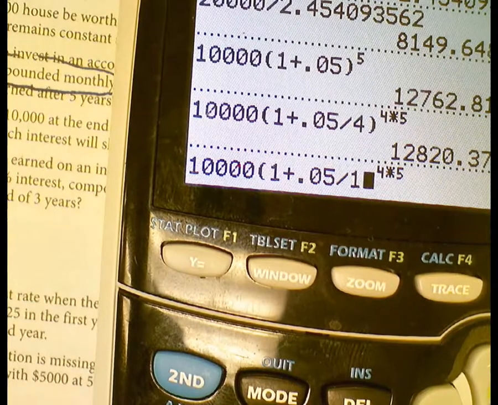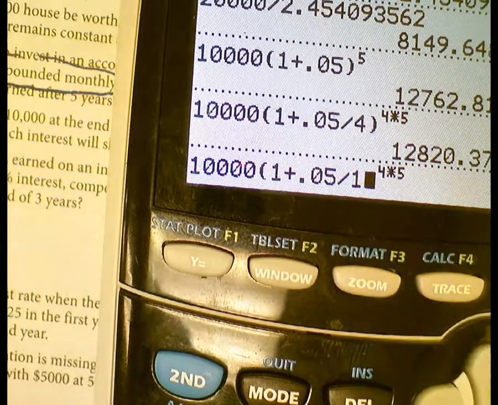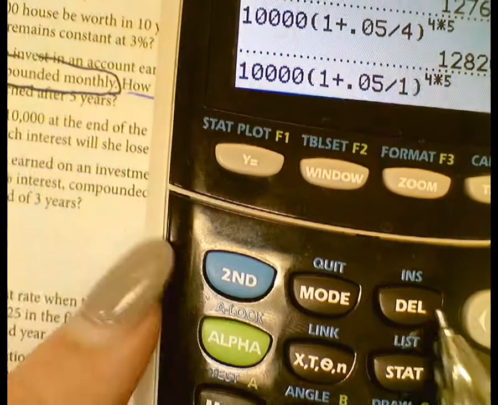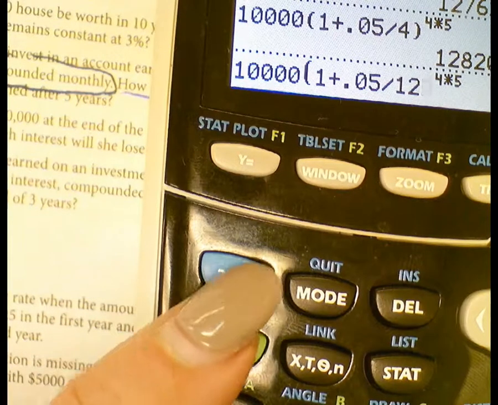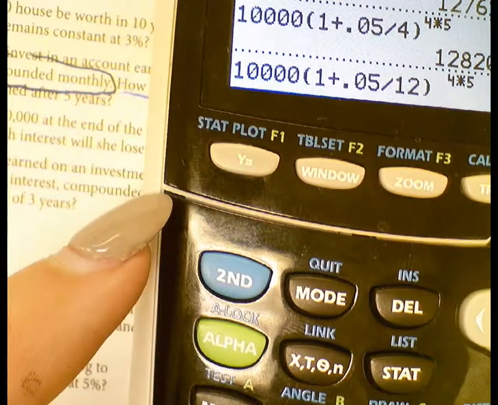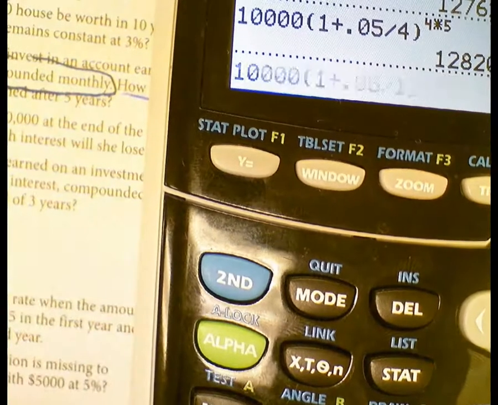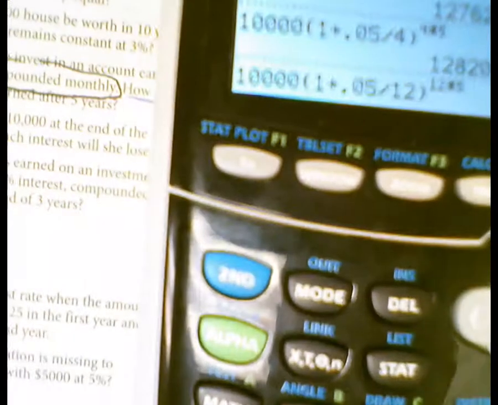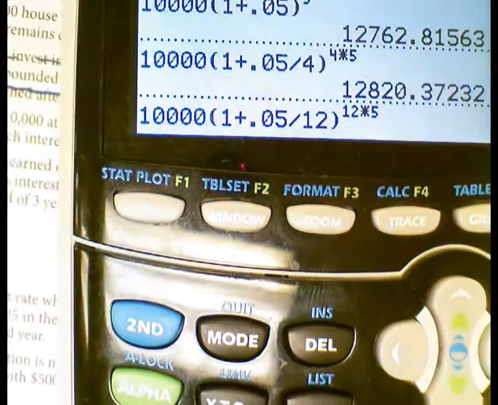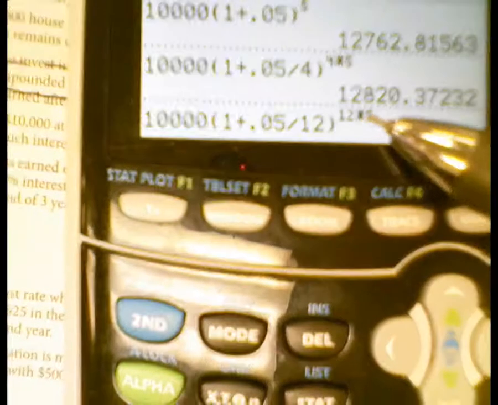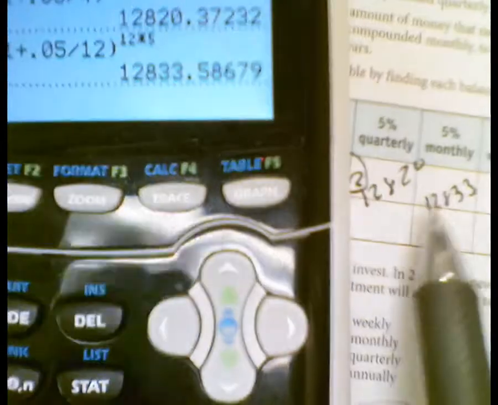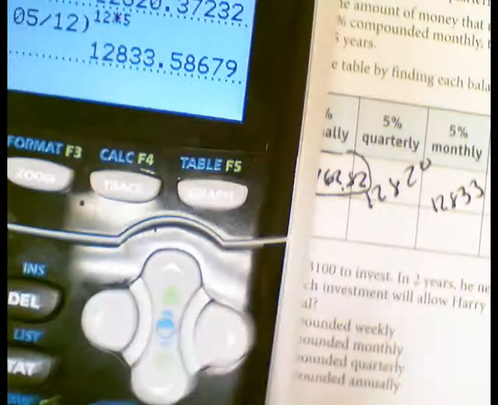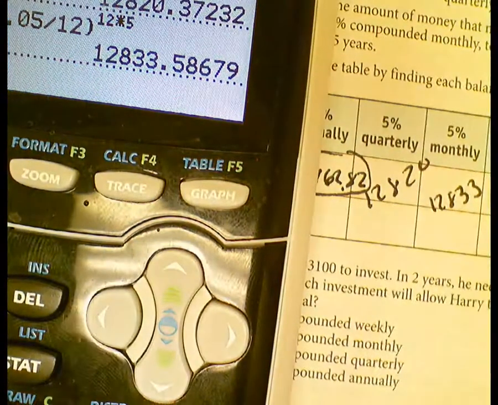Okay, monthly. Now I need a spot, so I don't have to mess up my parentheses. There's a little way you can do this by pressing second delete. That's an insert. And I can insert an extra number. Oh, but I messed up my parentheses. Darn it. Insert parentheses. There we go. And then I'm going to put a 12 in here times 5. See how I entered that? That's monthly. It looks just like the quarterly one, except I'm dividing by 12, and I have an extra 12 in the exponent. Press equals, and that is $12,833. That's only $13 more than the previous one. So monthly is still better than quarterly, but only by $13 in 5 years.